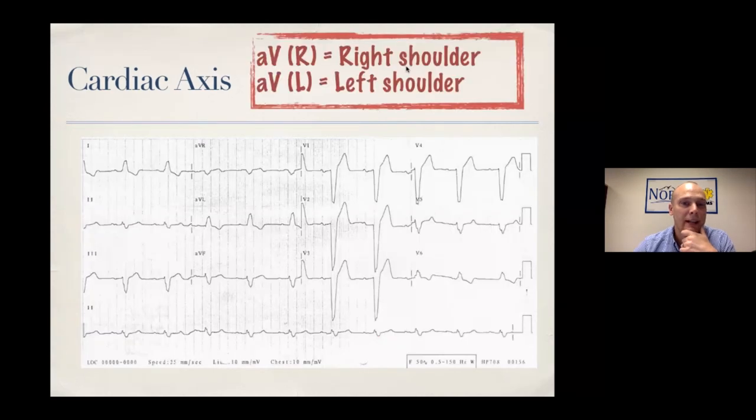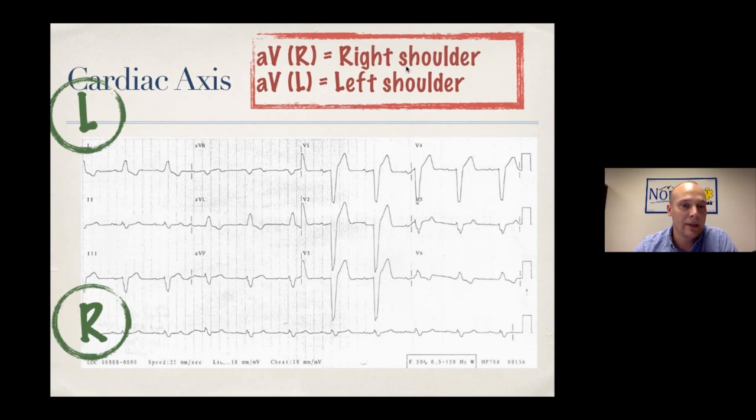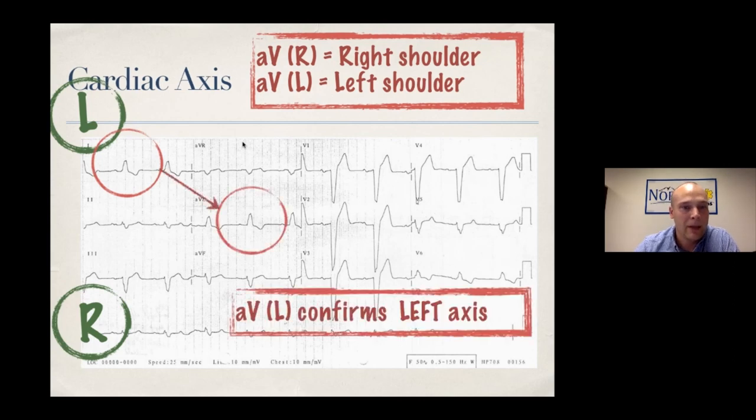So if I did that here and here on this EKG, you can see that lead one is positive, lead three is negative. So you're looking at which, is it L or is it R that has the upright complex? It's L. So if I want to confirm that L, standing for left, R standing for right, that it's a left axis, I look at the AVL, which sits on the left shoulder. So that would confirm left-sided. Does that make sense? So if L has the upright and AVL is the upright because it's the left shoulder, that confirms left axis.